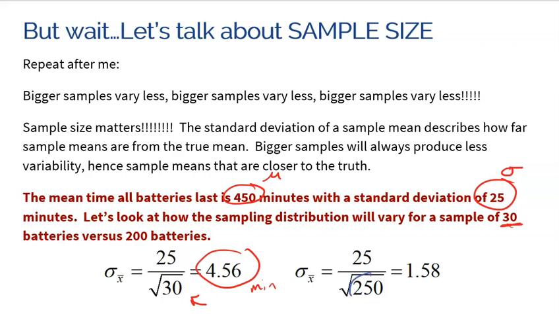If I bump my sample size up to 250, my standard deviation for my sample means is going to be even lower. Now I'm not talking about one battery. I'm not talking about 30 batteries. I'm talking about the mean of 250. And the mean of a larger sample is going to be closer to the true mean. Yes, any one battery could definitely be 25, 50, 75 minutes higher or lower, but a sample of 250 batteries should not be that far away from the truth of 450.